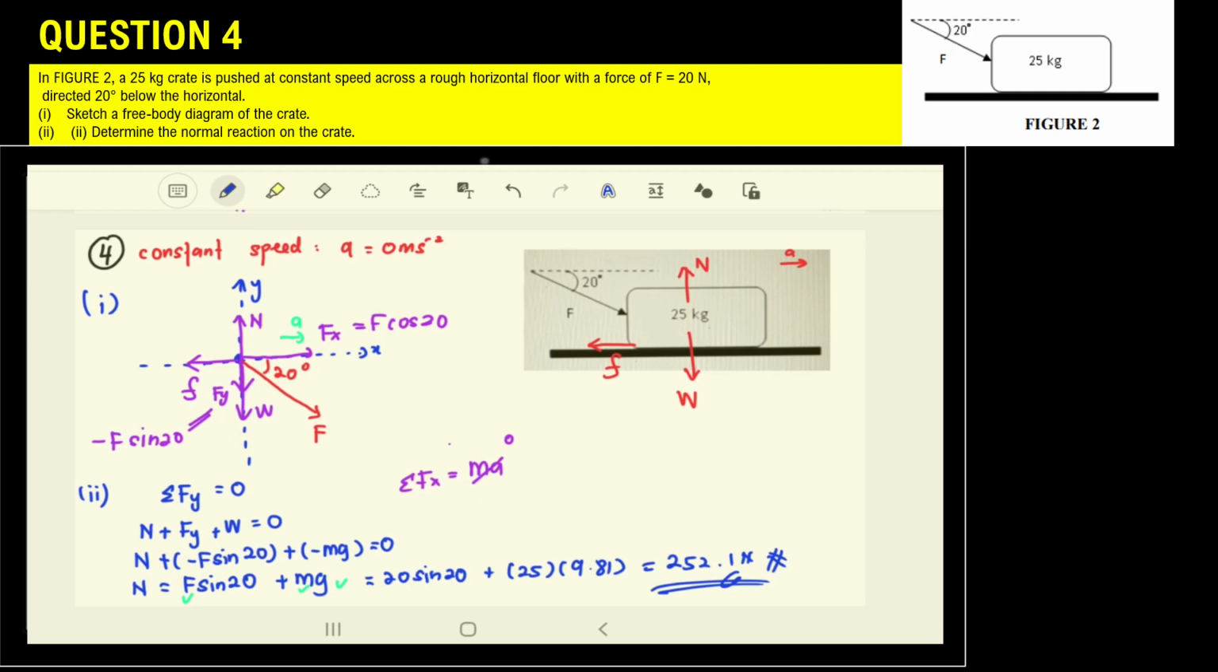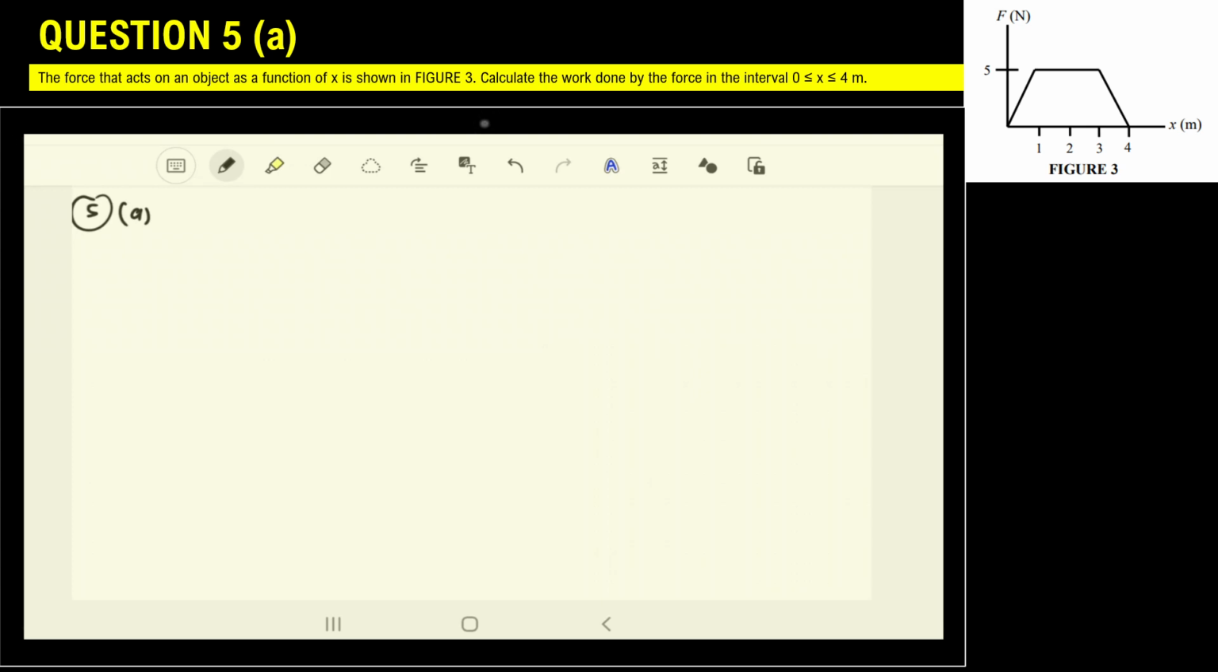Alright, let's proceed to question number 5. Question number 5: the force that acts on an object as a function of x is shown in figure 3. We have a graph of F against x. Calculate the work done.